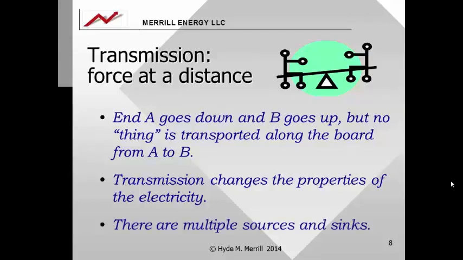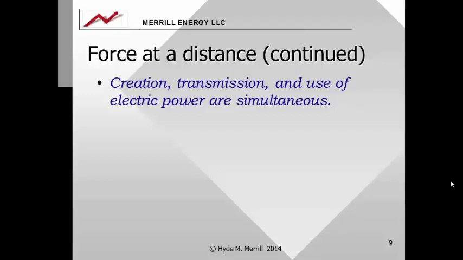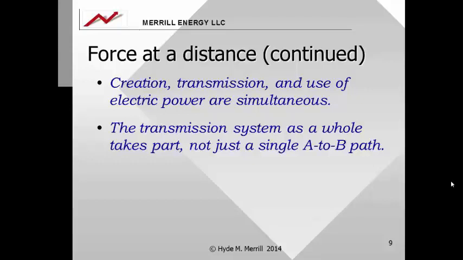There are multiple sources and sinks. An electric power grid is complicated. There are power plants located hither and yon, and generation at various points on the grid. And all of these multiple sources provide power. The multiple sinks extract power from the grid simultaneously. In transmission, creation, transmission, and use of electric power are simultaneous. It's hard to store power. The transmission system as a whole takes part in every transaction, not just a single A to B path.